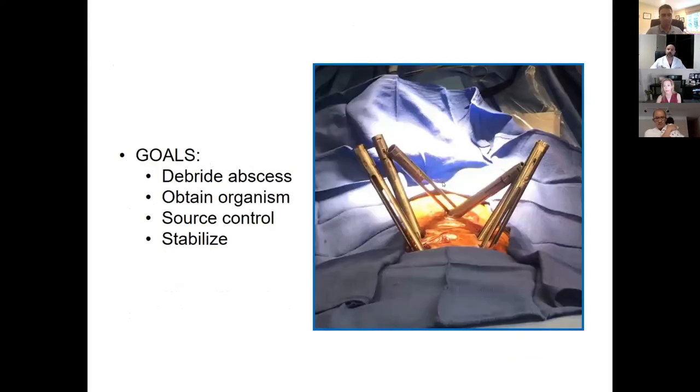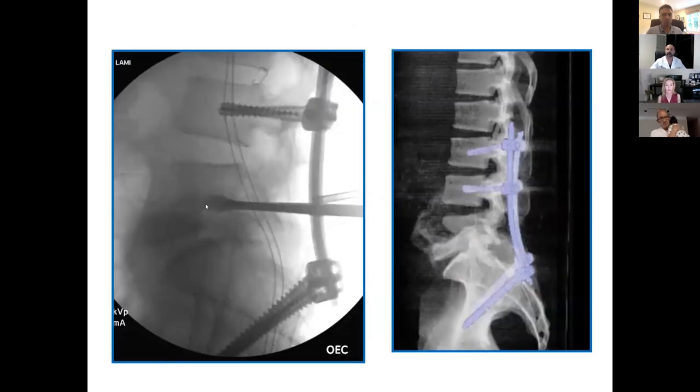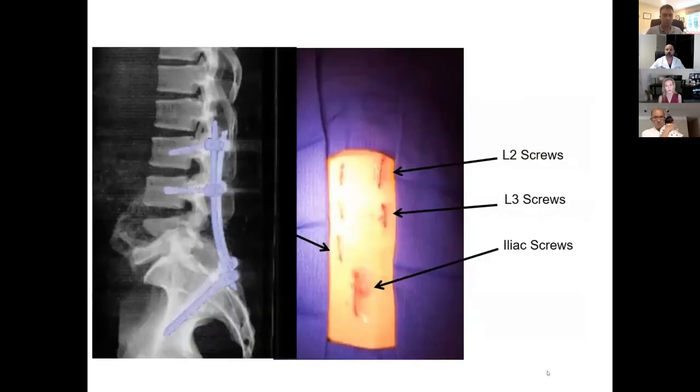So this is where I use my MIS skill set. I said, let me perk this guy, let me stabilize him. And then, I do MIS TLIFs all the time, so let me use an MIS TLIF approach to debride that area, clean out the pus, and see what happens. I don't think he would have tolerated a big incision. So I did multiple stab incisions for the PERC screws. This is where we did the TLIF style debridement, if you will.